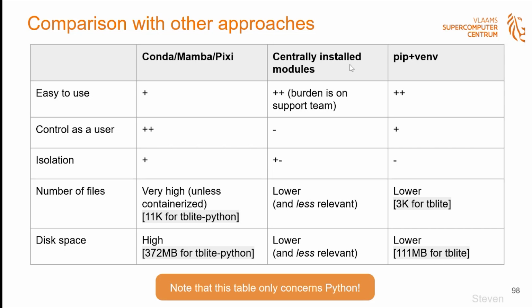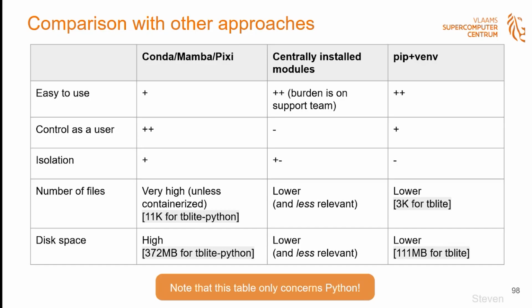Then there's also the centrally installed modules approach, which was discussed in the very first talk. That's also easy to use. You do module load and you get the Python package. I mean, if it's a module for a Python package, of course. But the caveat is, of course, that you need the support team to install it for you. And if you look at the landscape of Python packages that's available, then I think it's easy to see that we cannot provide modules for every single Python package.